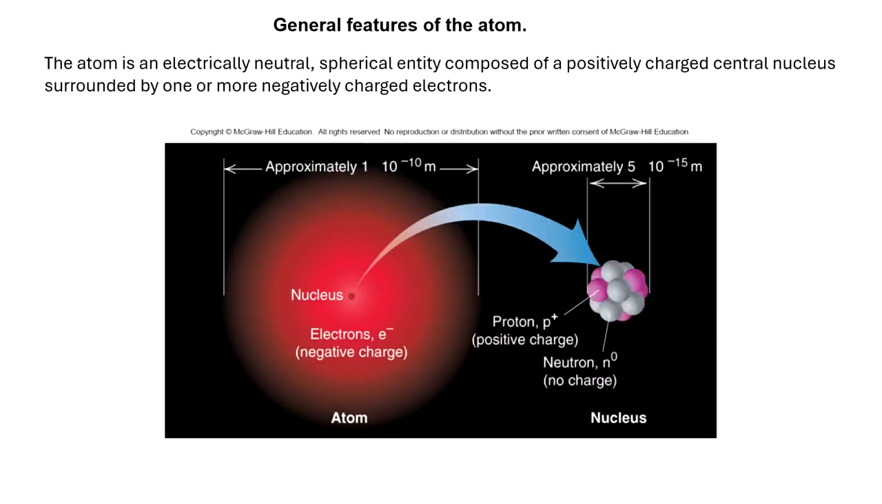So here's a picture of an atom. It's a kind of cartoon structure. An atom is electrically neutral, and we look at it as a spherical entity. It's composed of a positively charged nucleus in the center. So the little crunchy center contains the protons and the neutrons held together very tightly using the strong nuclear force. And then they're surrounded by the electrons, and there's a cloud of electrons.